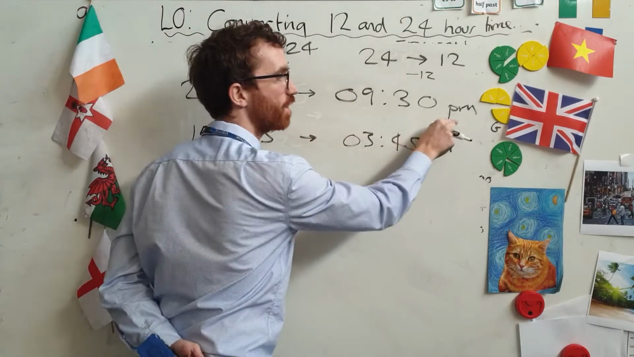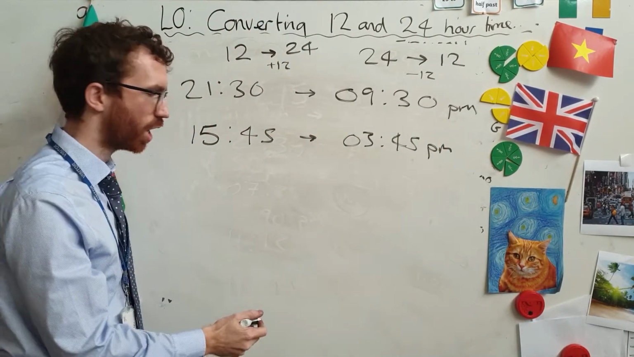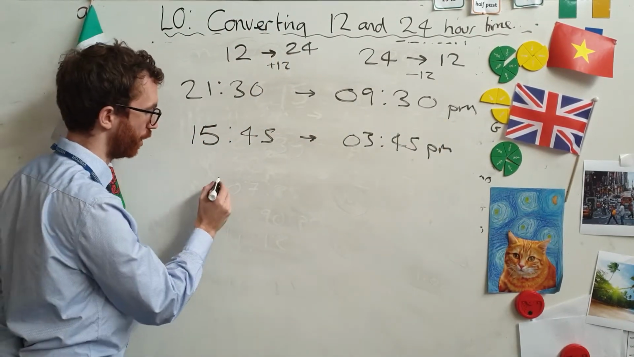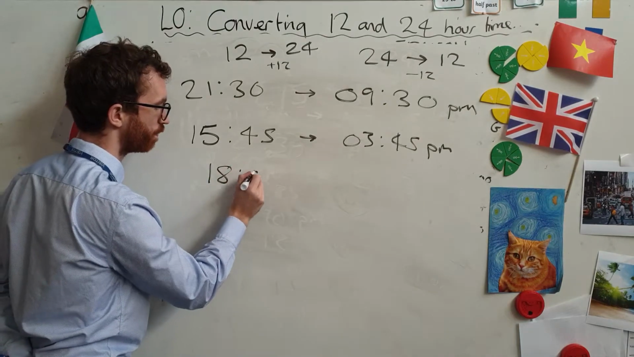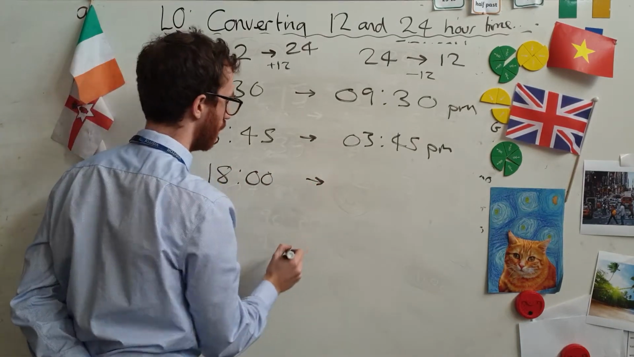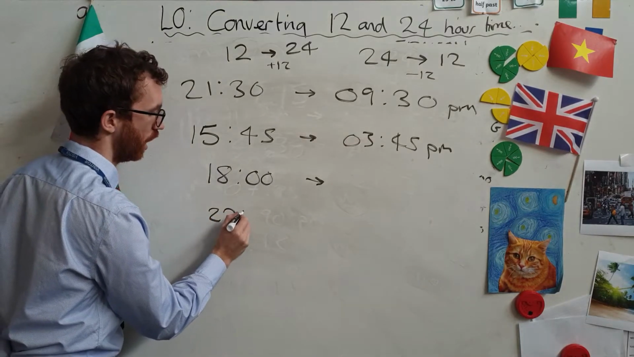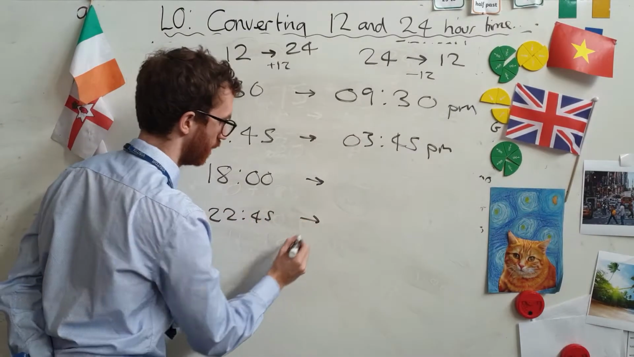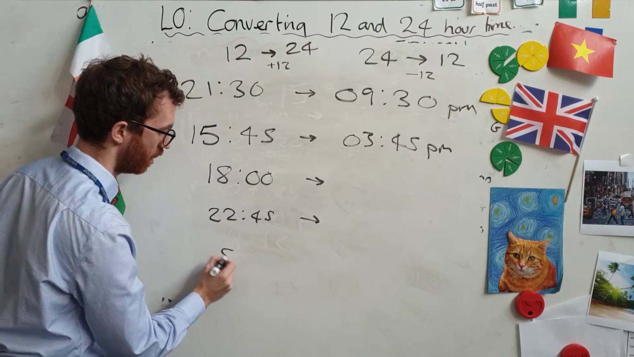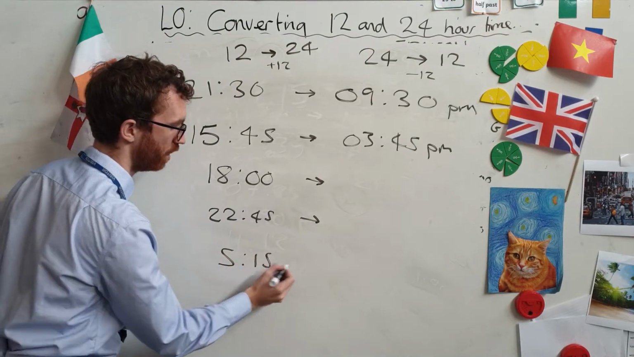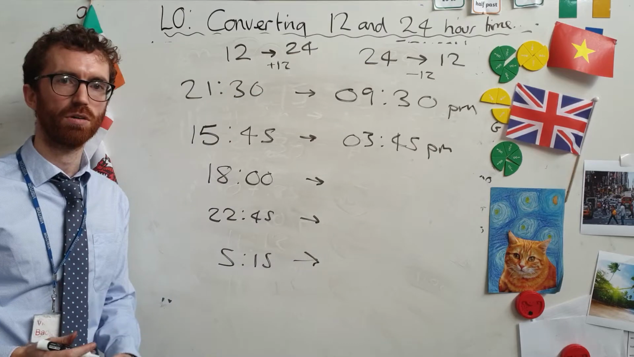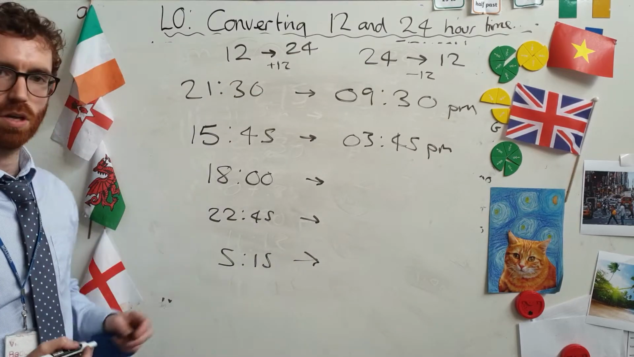21:30 is actually 9:30 PM. Tell you what, I'm going to do a couple for you. I'm going to put a trick one in there as well for you. So look, we've got 18 o'clock, might turn that into 12 hours. We've got 22:45, turn that into 12 hours. And we've got 5:15, turn that into 24 hours. Remember, you're taking away 12.